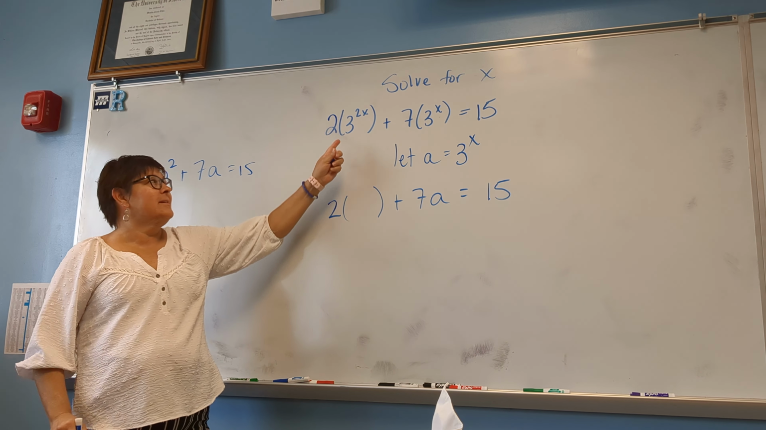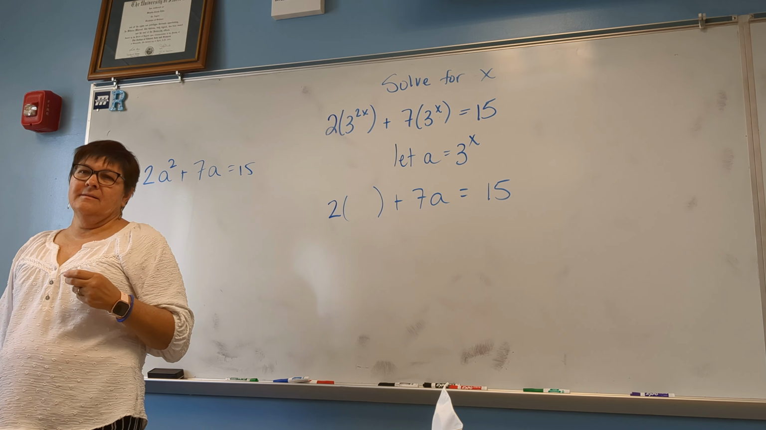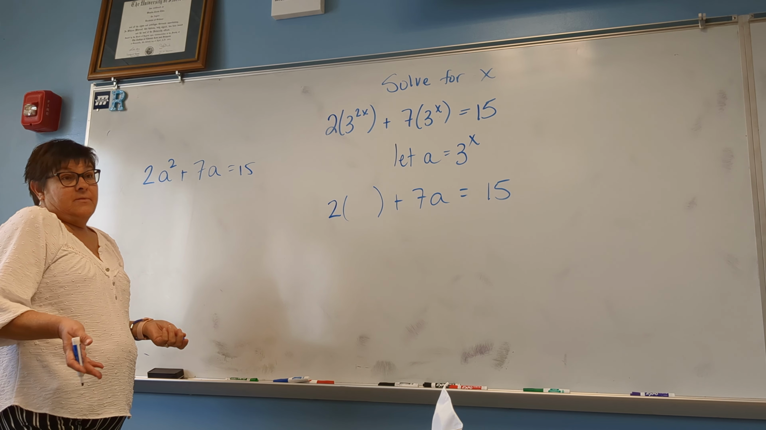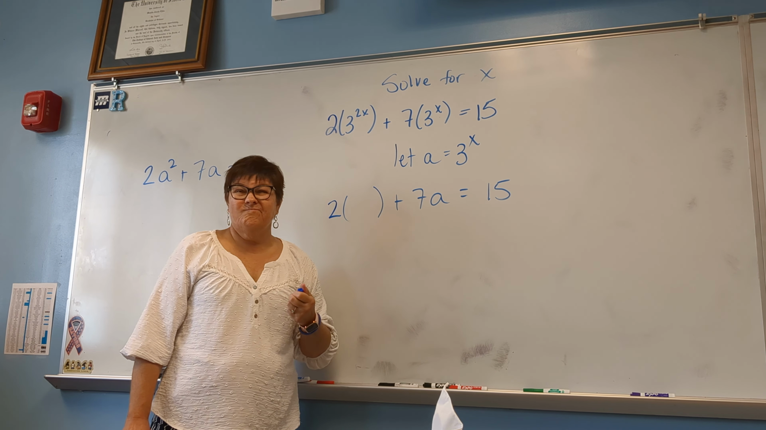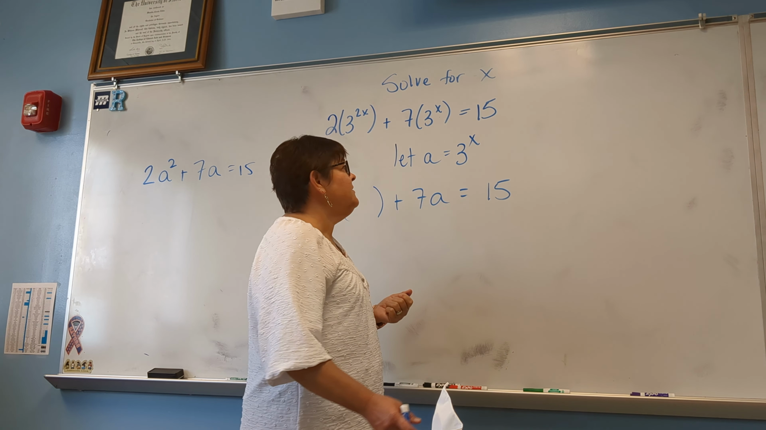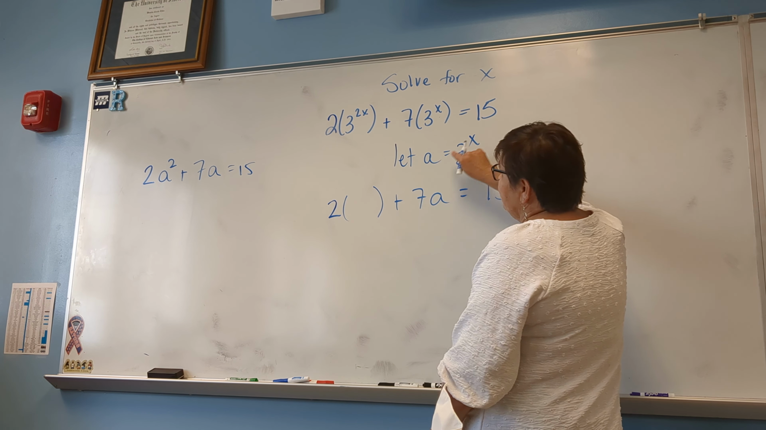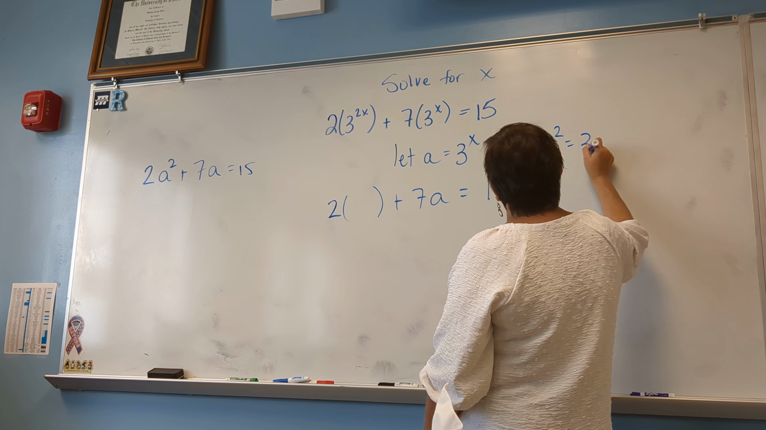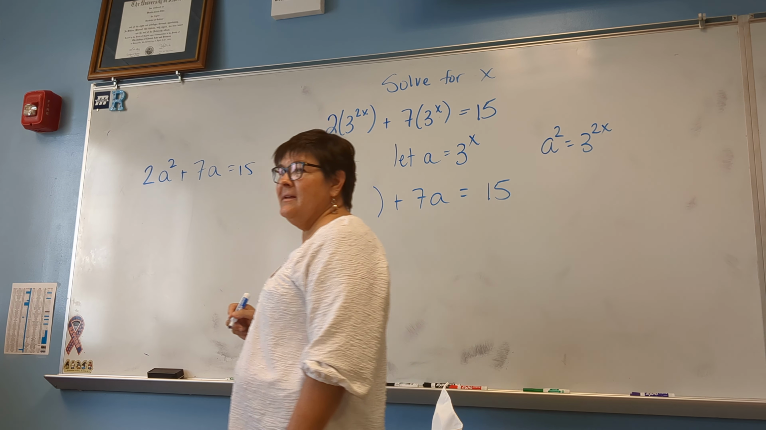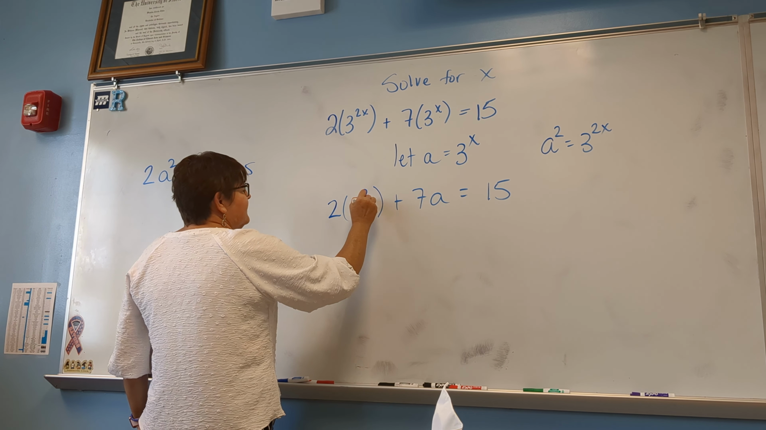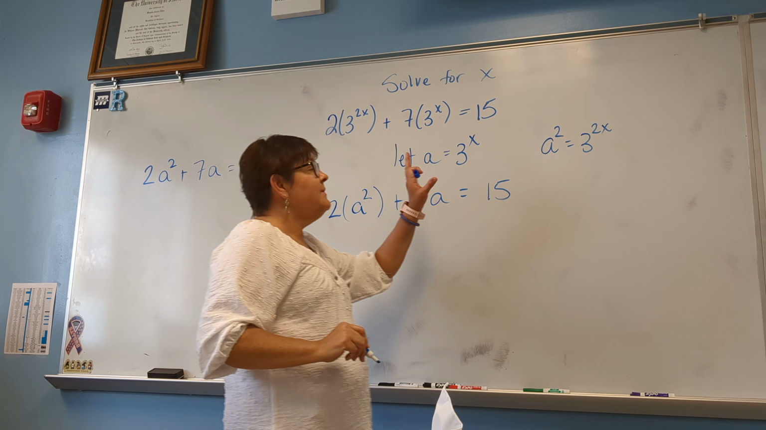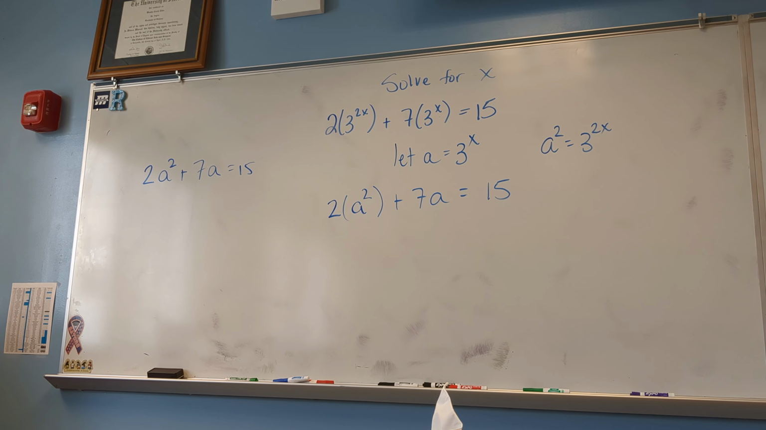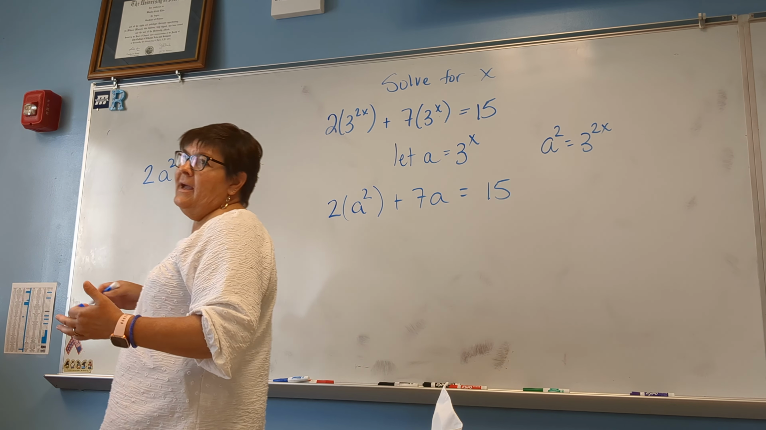How do I handle this guy? 3 to the 2x. So what would that be in terms of a? A squared. Yes. If 3 to the x equals a, then if I square both sides, it's that. Does that make sense? So this is just a squared. So literally, when you see something that looks like that, you can go, okay, if I make it something more presentable that I am accustomed to working with, I can tackle this. I'm good. So let's go ahead and try to tackle this.